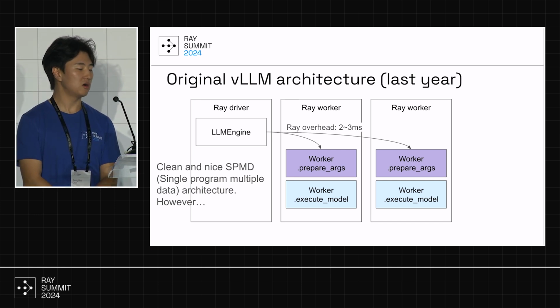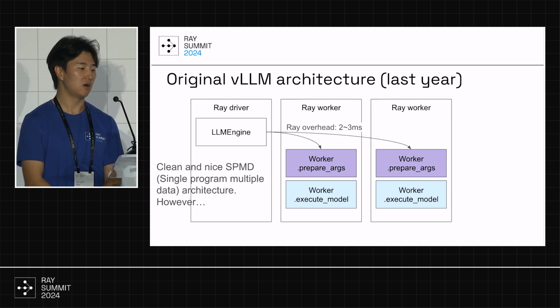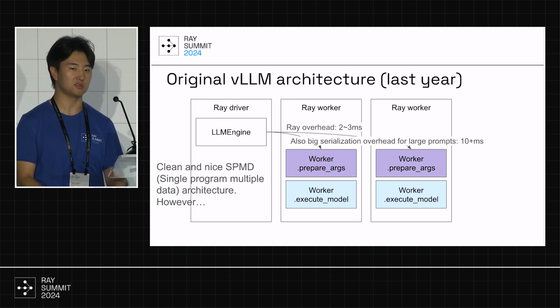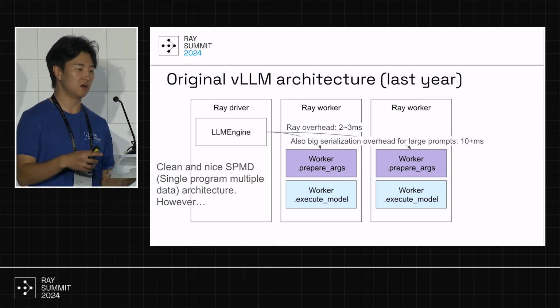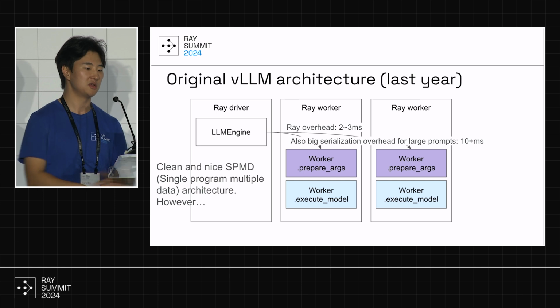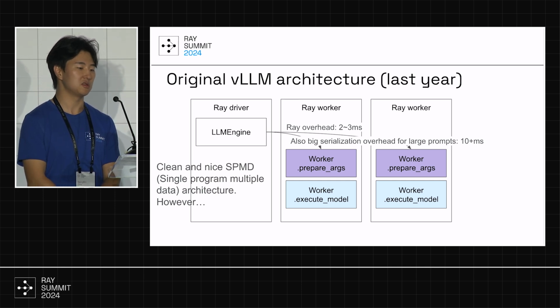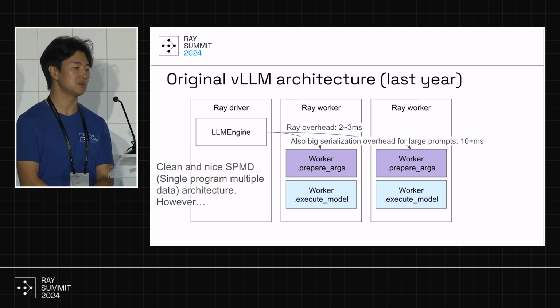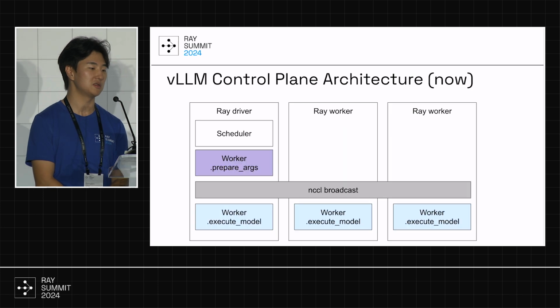But the issue last year was that with this architecture, Ray usually had 1 to 2 milliseconds of overhead when you're sending a task. And then there's additional serialization overhead because you have to serialize your CPU data, like a large prompt. And when you have really large prompts, like tens of thousands of tokens, and you have multiple batches, it's possible your serialization can take more than tens of milliseconds, which is really high for end-to-end overhead.